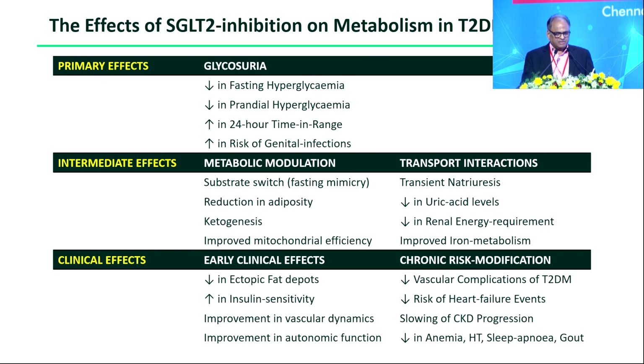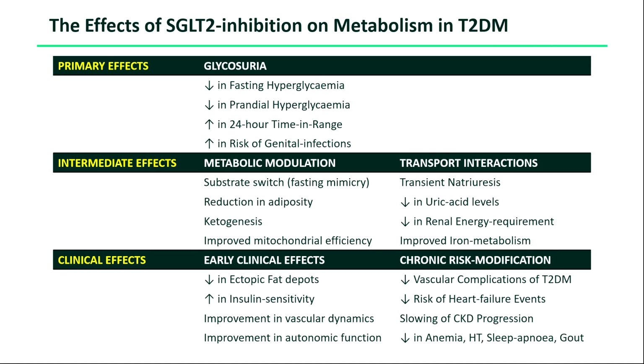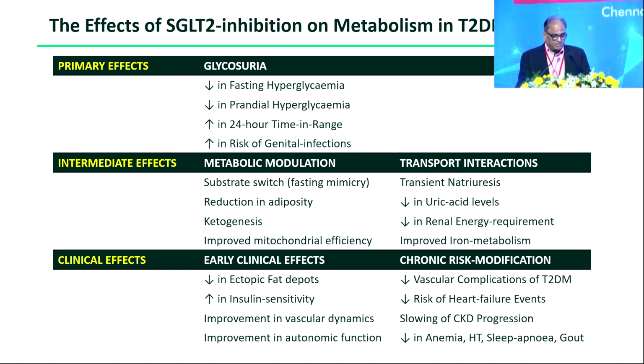Now, if you look at the effects of SGLT inhibition on metabolism in type 2 diabetes, the primary effects, I don't need to explain to this audience how it works. It causes glycosuria. The blood glucose is pushed out in the urine, so it brings down fasting and postprandial glycemia, and that improves time in range. There is also a slight risk of genital infections. And then in the metabolic modulation, there is what is called a substrate switch. Since you keep pushing the glucose out, it is not being utilized, so alternative fuels are needed.